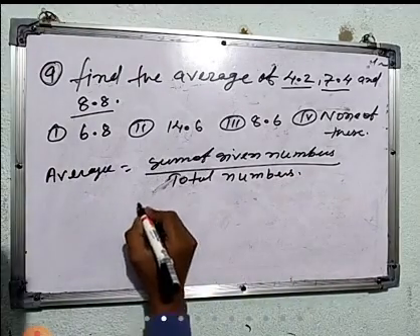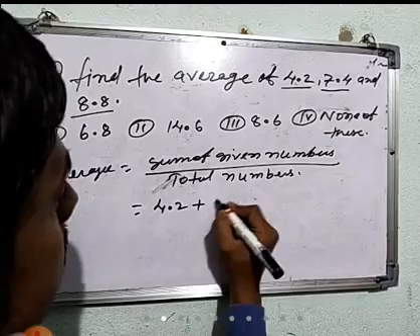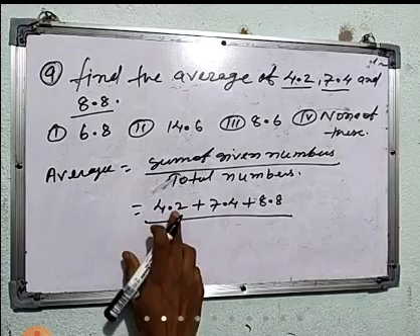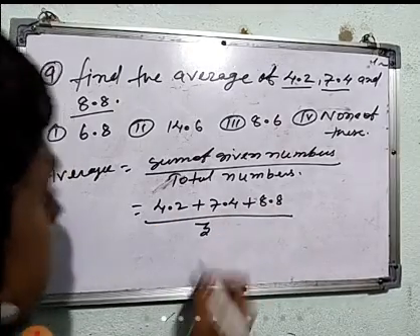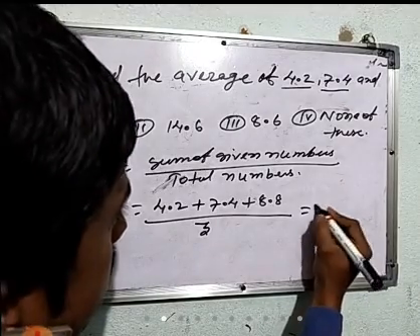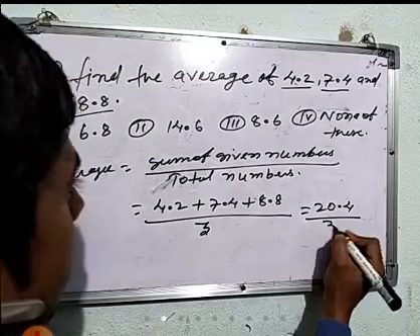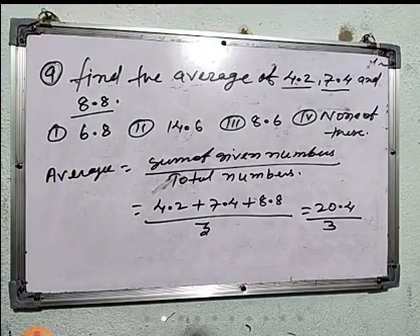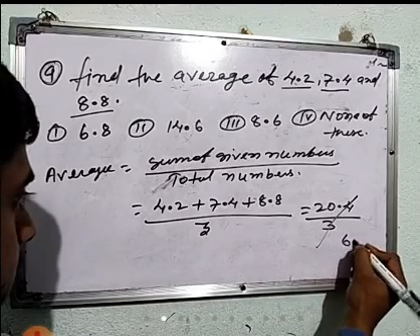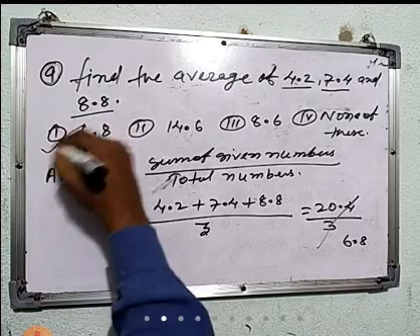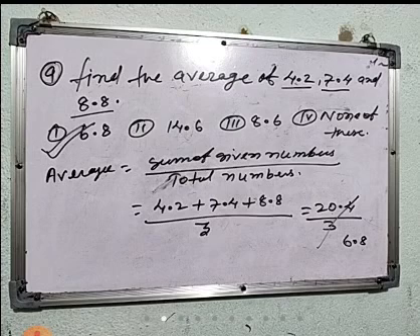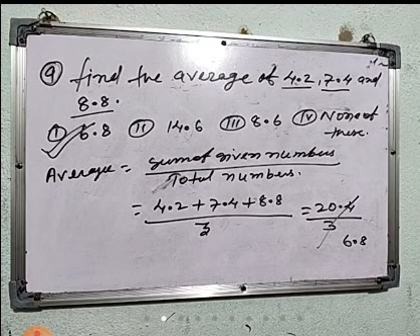The sum of the given numbers equals 4.2 plus 7.4 plus 8.8 by how many numbers? 1, 2 and 3. So here you write 3. If you add, we get 20.4 by 3. If you divide, we get 6.8. So the average of 4.2, 7.4 and 8.8 is 6.8. First option.